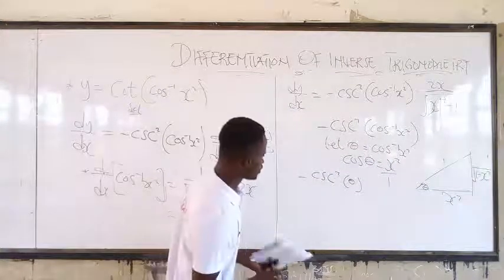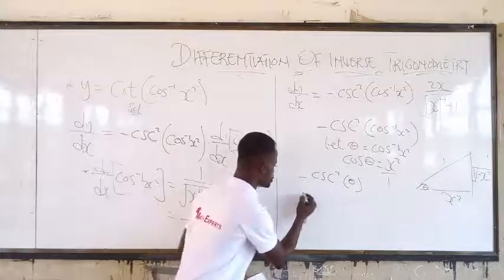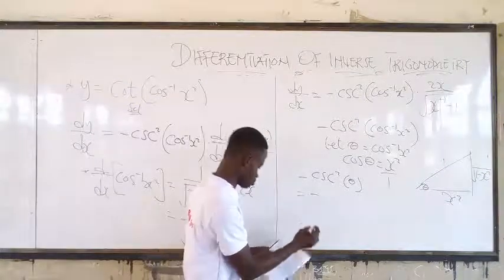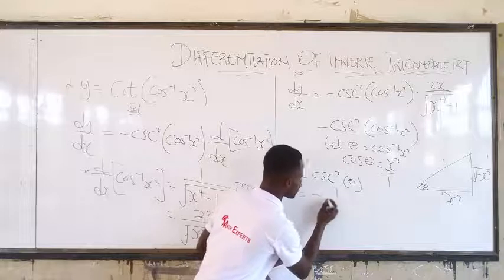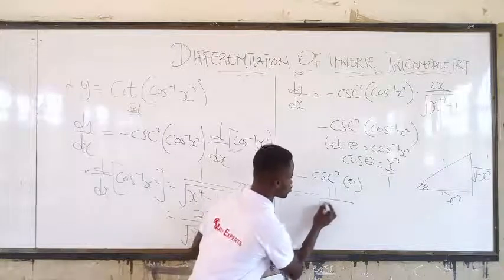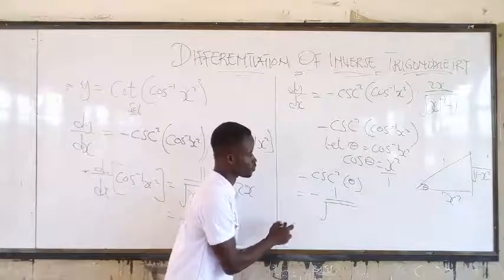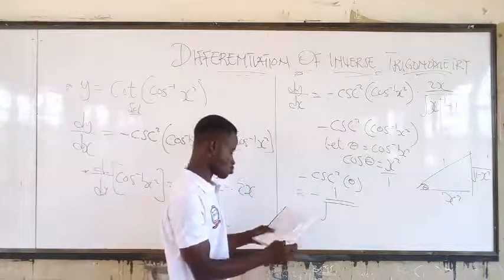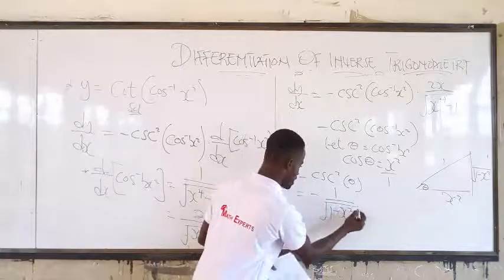So this is going to be equal to negative 1 over, don't forget, I'll bring this one, square root of 1 minus s squared.